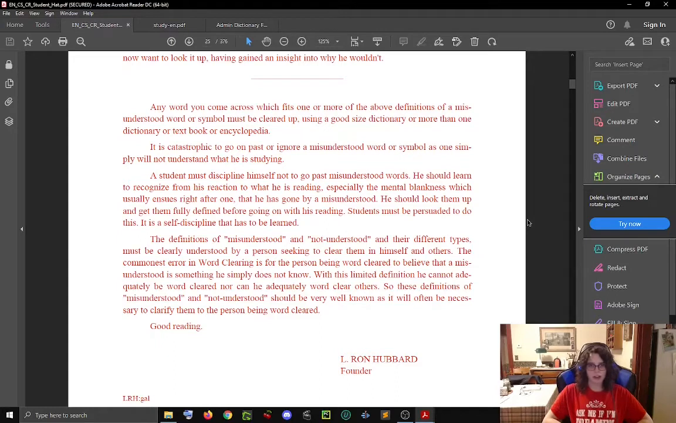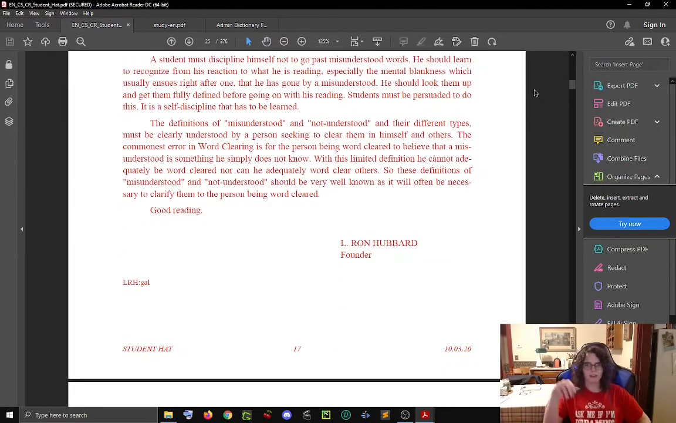He should learn to recognize from his reaction to what he's reading, especially the mental blankness which usually ensues right after one, that he's gone by a misunderstood. He should look them up and get them fully defined before going on with his reading. Students must be persuaded to do this. It's a self-discipline that has to be learned. The definitions of misunderstood and not understood, and their different types, must be clearly understood by a person seeking to clear them in himself and others.